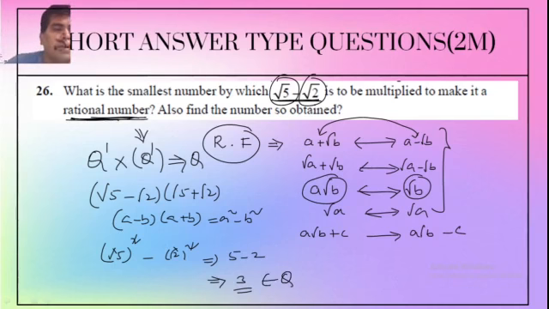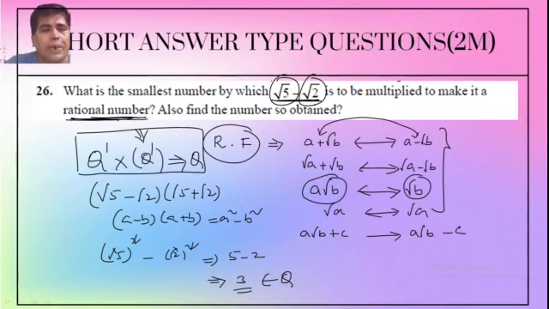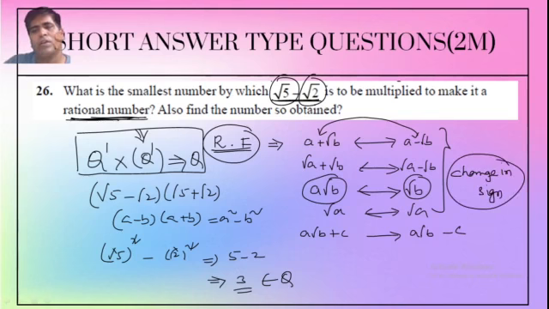So that simple, whatever we multiply with the given irrational number, ultimately you will get a rational number. That is the rationalizing factor. I have given so many rationalizing factors. Just keep in mind that by changing the sign, you can easily get the rationalizing factor.